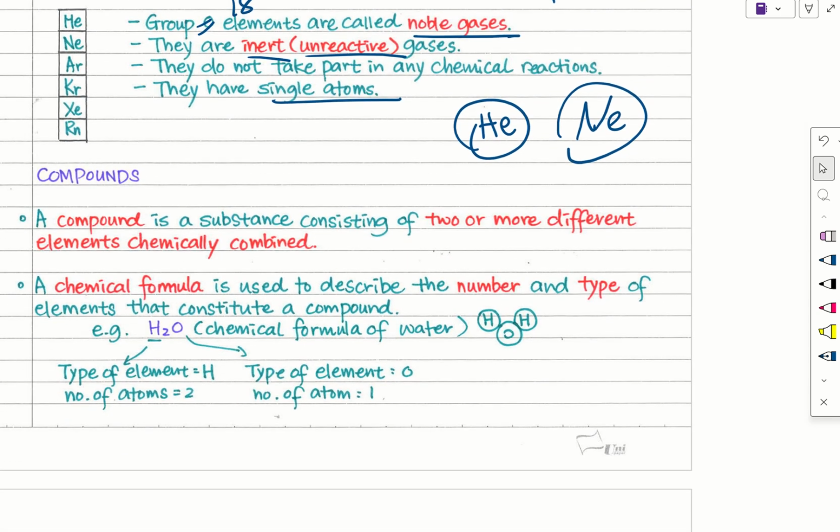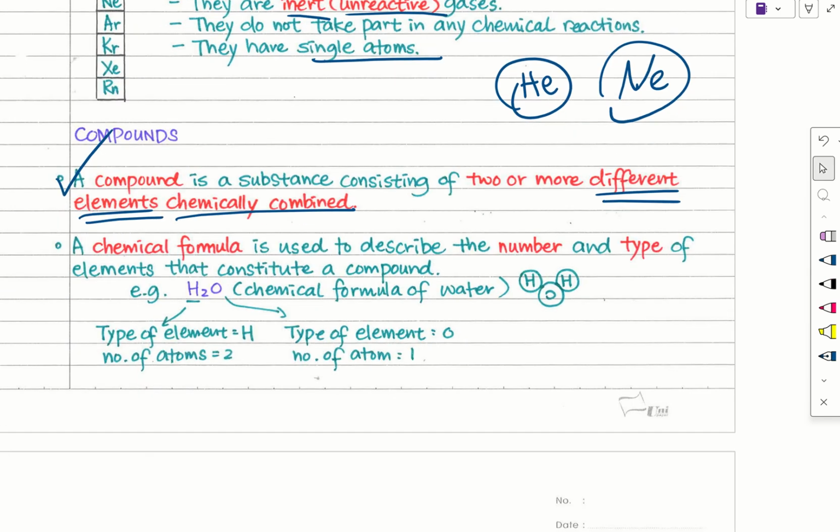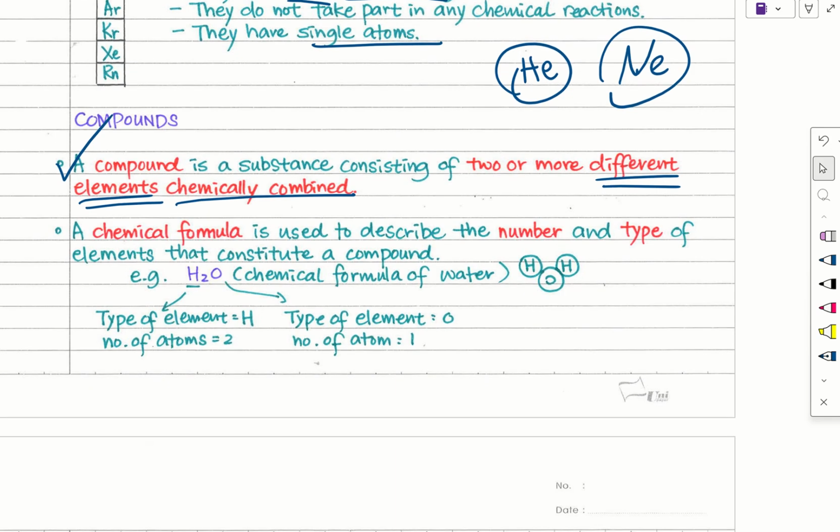So what is a compound? You need to memorize this. It's a substance consisting of 2 or more different elements. This is the key concept, and they must be chemically combined. Now, a chemical formula is used to describe the number and type of elements that constitute a compound.